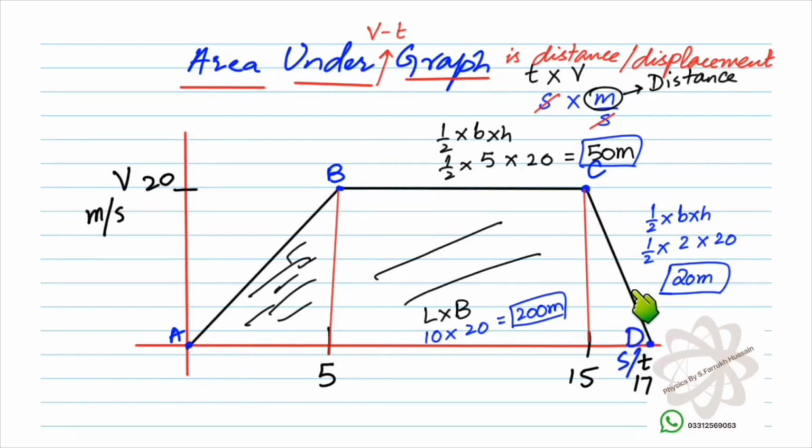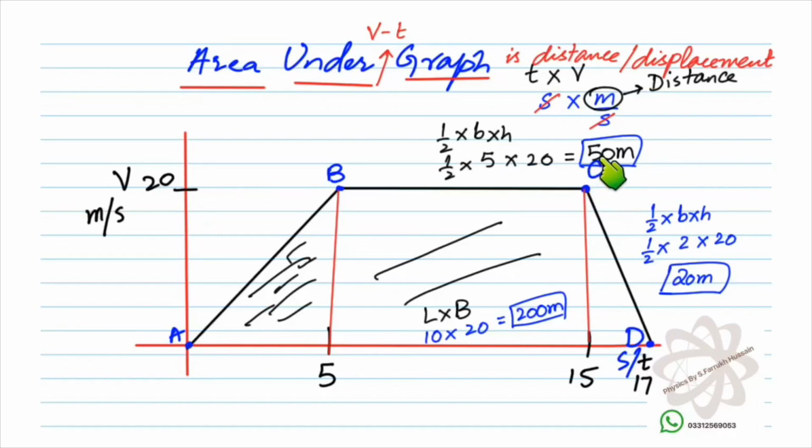Now, if I want to find out how much distance the object has traveled while it is moving from 0 seconds till 5 seconds, I will take the area under the graph, and this is actually a triangle. So the area of a triangle is half into base into height. So it will be half into 5 into 20, which is 50 meters.